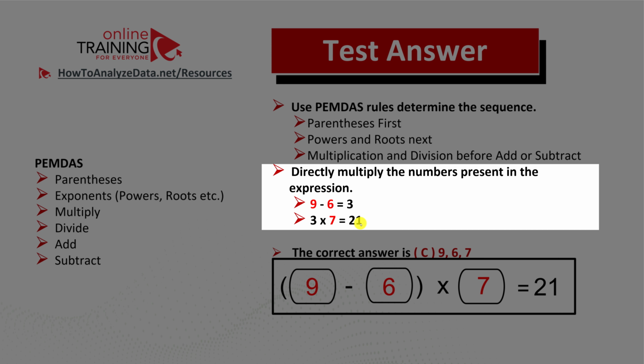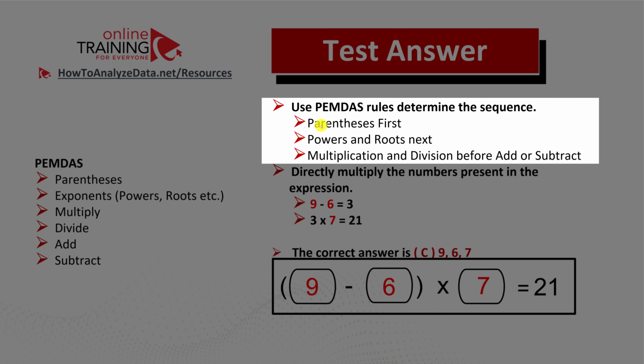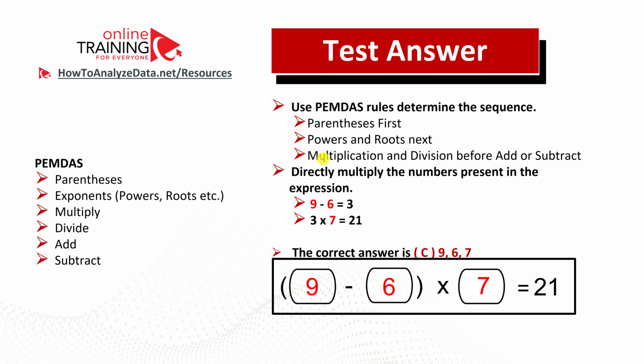The key word to remember here is the word PEMDAS. You do calculations in parentheses first, you do powers and roots next, and then you calculate multiplications, divisions, before doing additions and subtractions. Hopefully you've nailed this question and now know how to solve similar problems on the test.